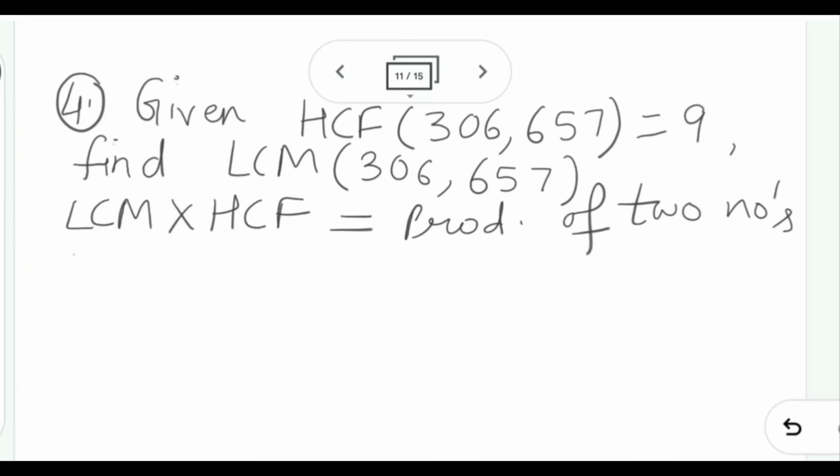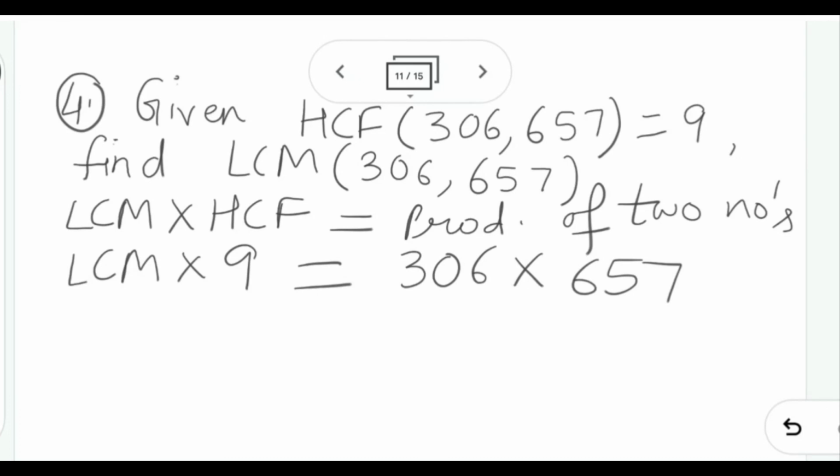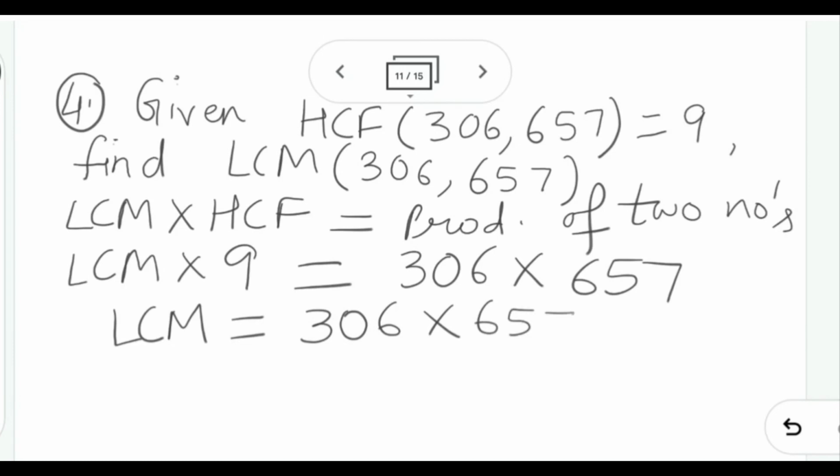Now in this case we don't know LCM, so we'll keep it same. HCF is given to us, that is 9, so we can put its value 9, equals to product of 2 numbers. We know the 2 numbers are the numbers which are written inside the brackets, 306 and 657. So we can write them like this. Now to find LCM, we will simplify this equation. This is a simple equation, we have to simplify. This 9 is multiplying on the left side. When we take it to the right side, it will get divided. So we'll get 306 into 657 upon 9.